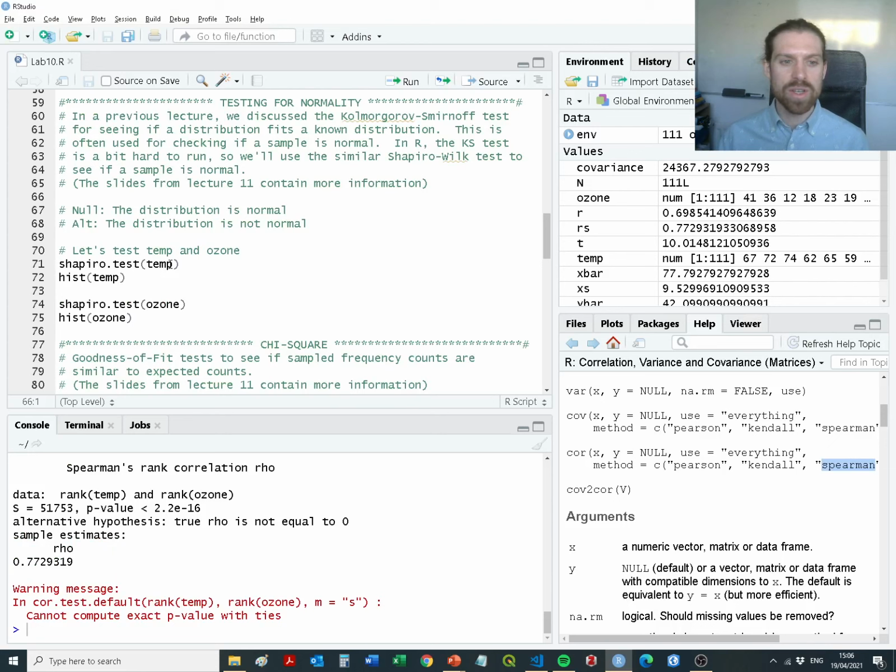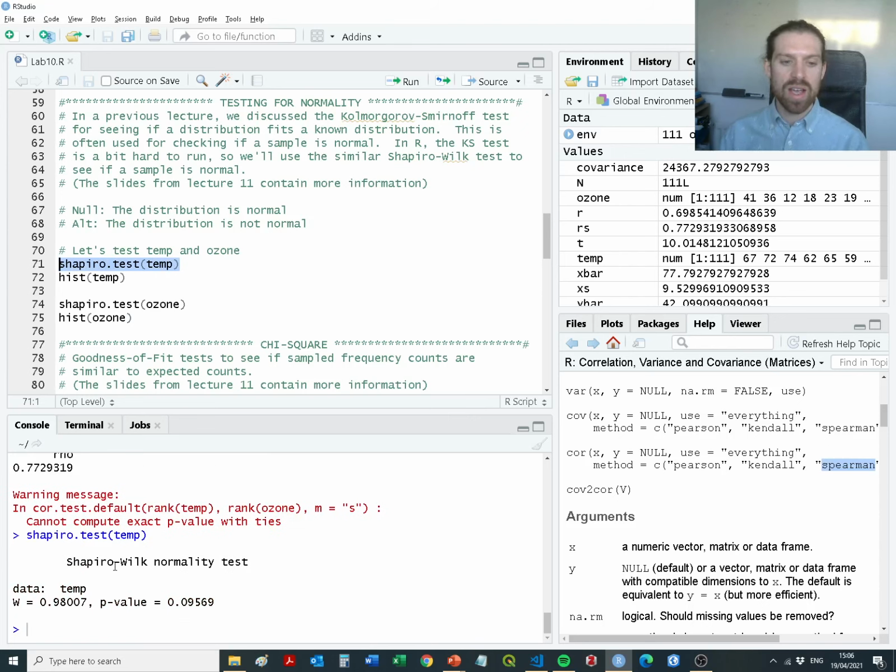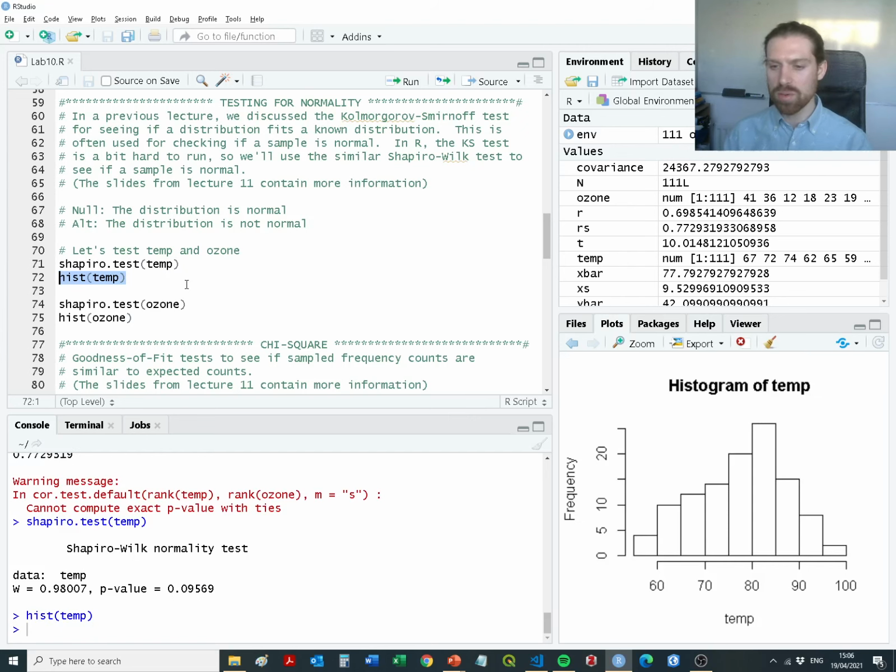So we have these two different data variables: the temperature and the ozone. We can test the temperature using the Shapiro-Wilk test. When we do that, we get 0.09. So it's not actually a significant result, which means that we can't say with certainty, at least at the 95% level, that the data are not normally distributed. And as a consequence, we can continue in this case with a parametric-based approach if we want.